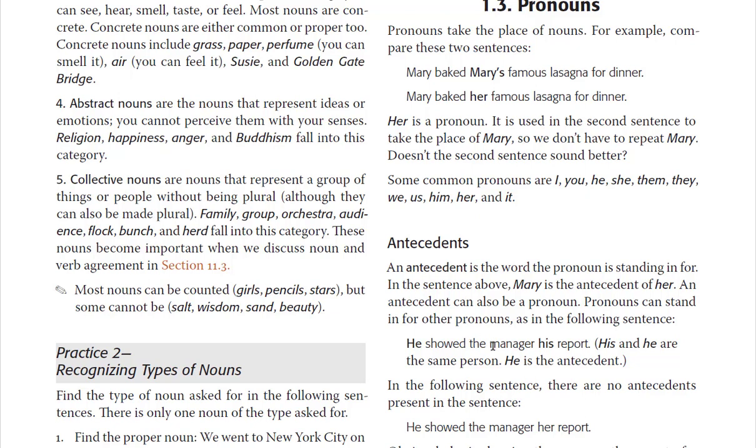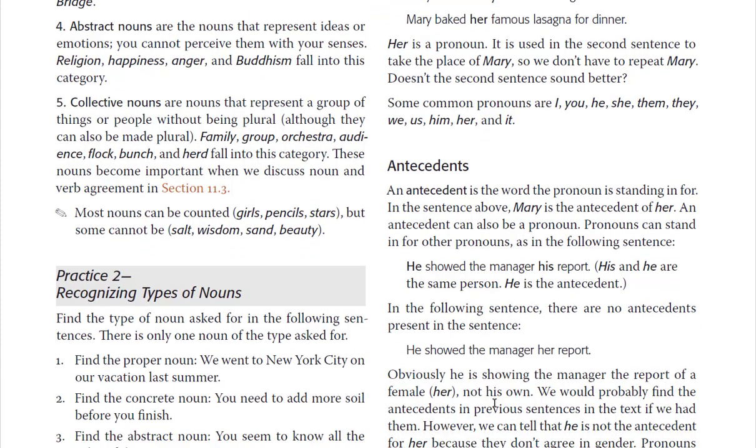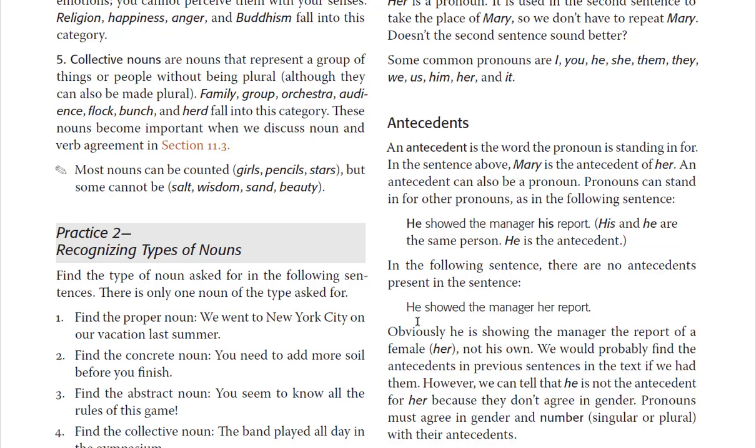He showed the manager his report. His and he are the same person. He, that is this he, is the antecedent. And so here, he showed the manager her report. Obviously, he is showing the manager someone else's report, her report, not his own. So here we would probably find the antecedent in the previous sentences if we had them.